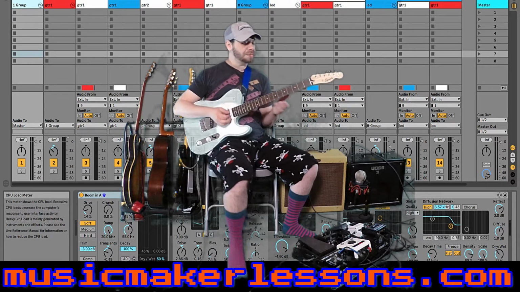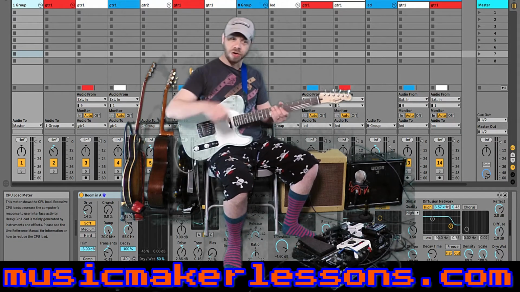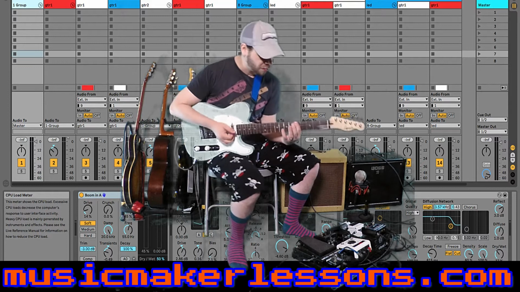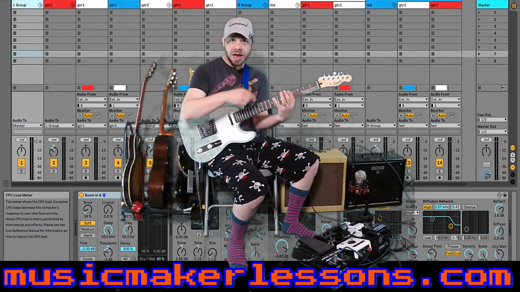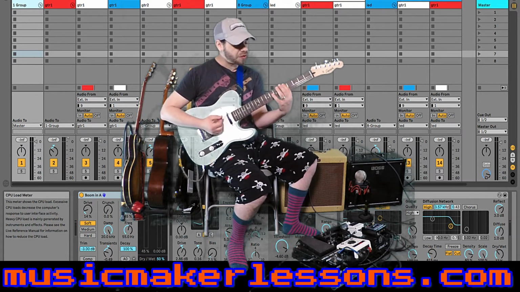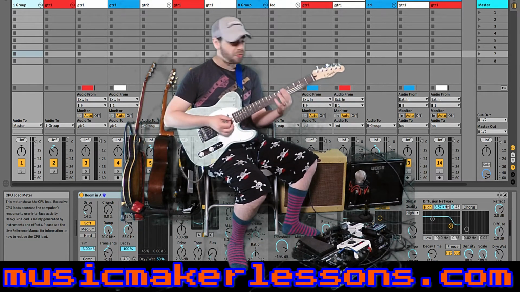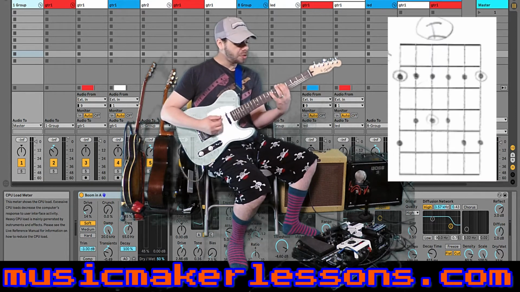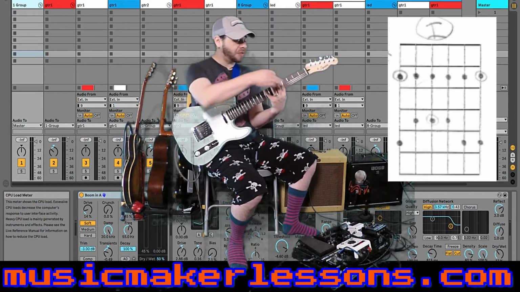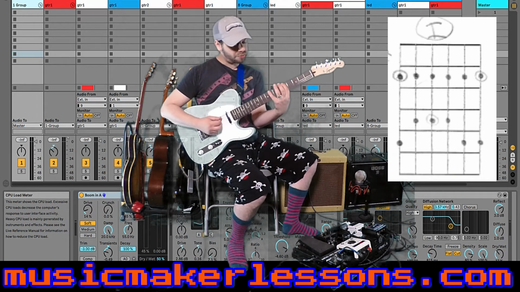So that said, here's what the shape is. I'm going to show the shape below while I play this. The first one goes like this, and I'm going to keep it in A, just so we don't have any flats or sharps when we say note names. So, the key of A, here's your first root note.